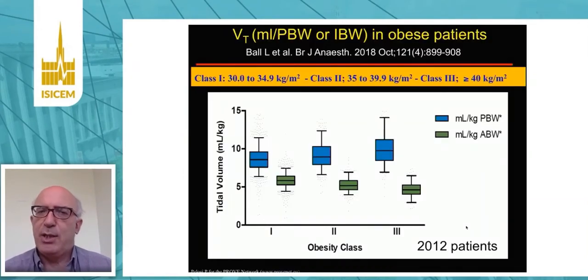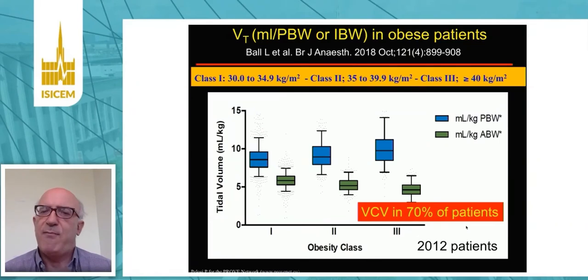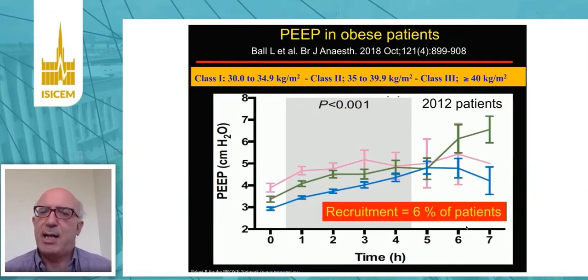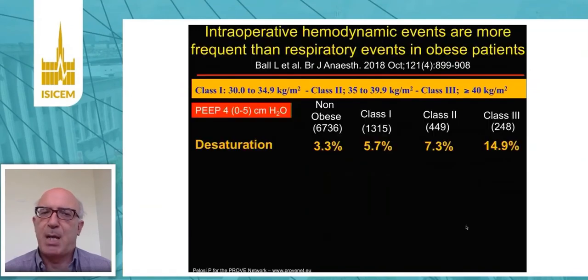What is mechanical ventilation in real life in obese patients? What we found is that obese patients are usually overventilated, reaching a tidal volume even higher than 10 milliliters per kilogram, especially in more obese patients. And volume control is used in more than 70% of the patients. PEEP levels are relatively low, at least during anesthesia in obese patients, and recruitment is used very rarely, in around 6% of the patients, independently from the level of obesity.